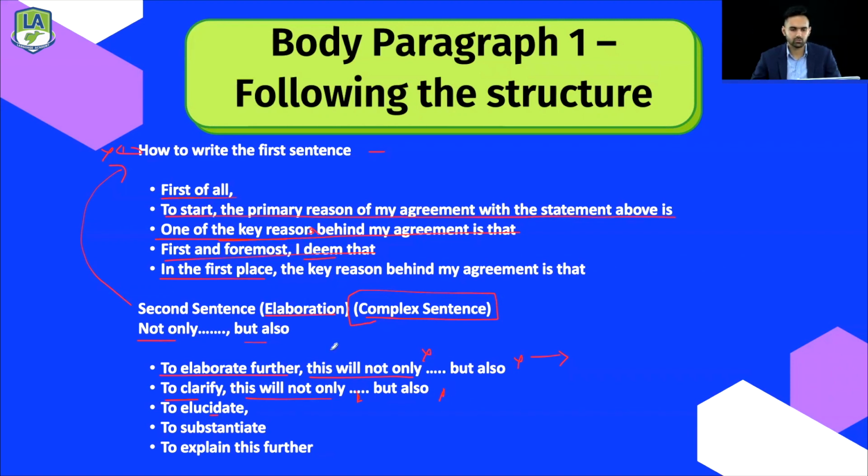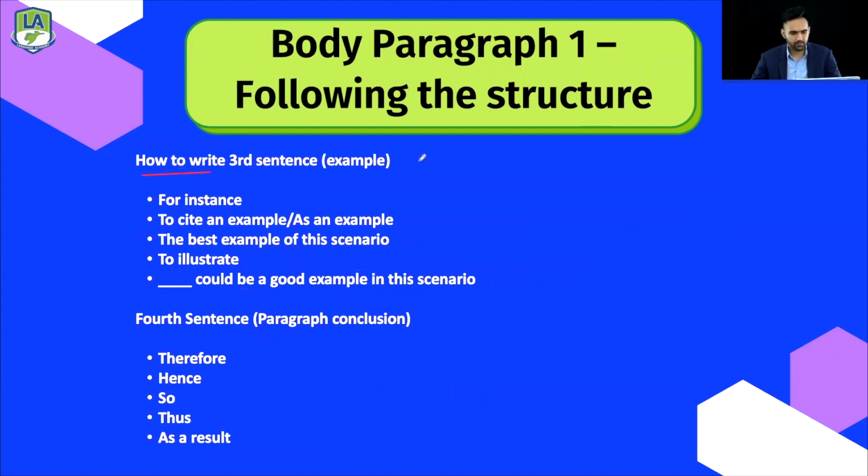I'll write or structure body paragraph one that will give you a better idea. Now, for an example, you can say to cite an example, as an example, the best example of this scenario, for instance. Make sure you use a comma after all of these, and here as well. And then for the sentence conclusion, therefore, hence, so, thus, as a result, please use a comma over here. Otherwise, you're going to mess up your grammar.